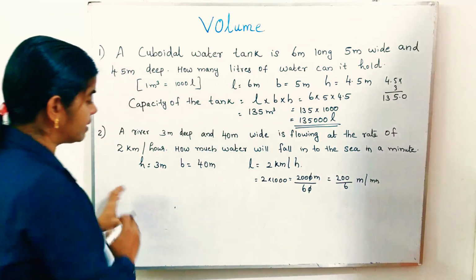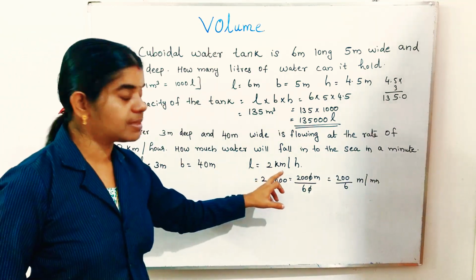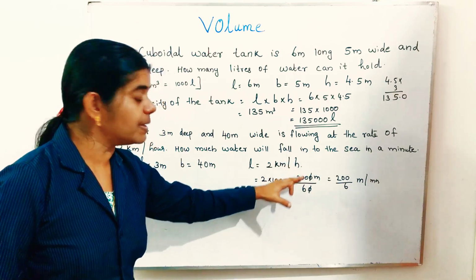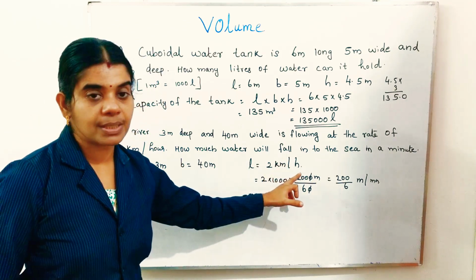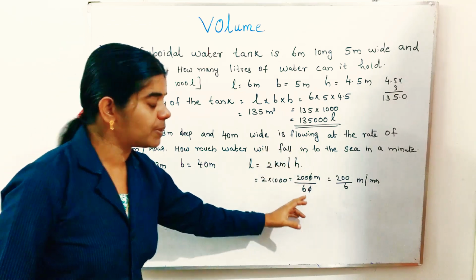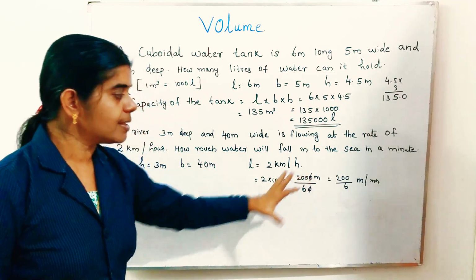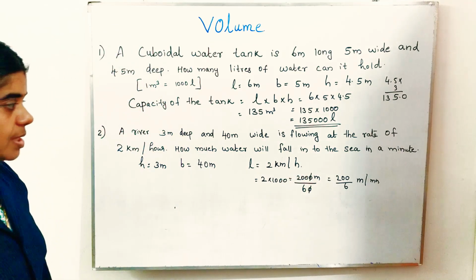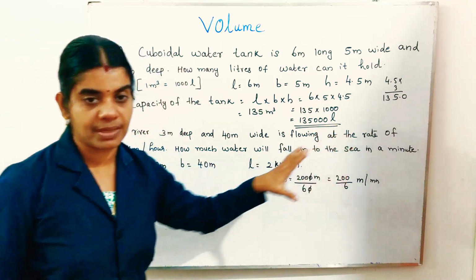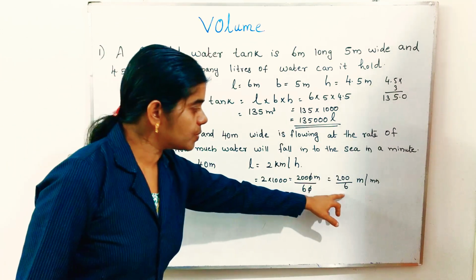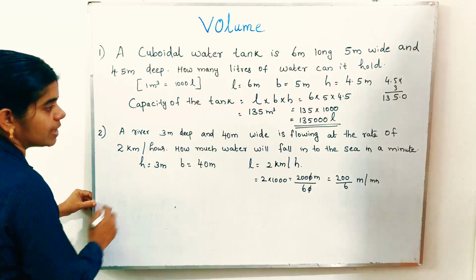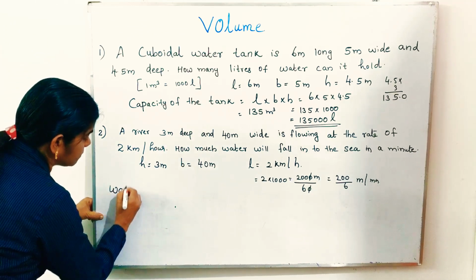Because all the amounts are here in meter, we are changing this kilometer to meter. We want to change that into the minute also. Here the amount is 2 km in 1 hour, so we want to change that to the minute. So you divide that 2000 by 60. Then that becomes meter per minute. Then our question is how much water will fall into the sea in a minute. Then you got 200 by 6 meter per minute. Then you want to write water fall into the sea in a minute.